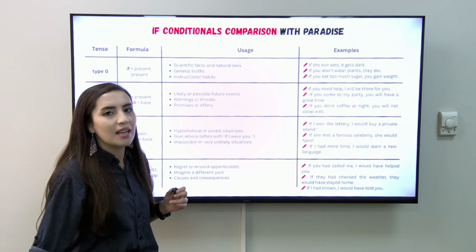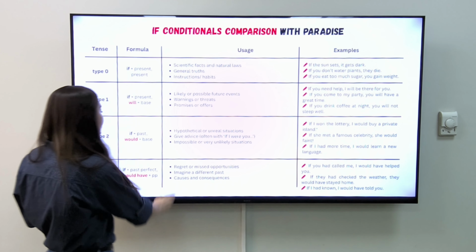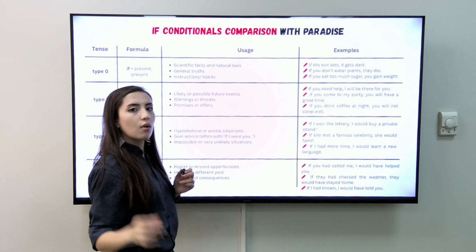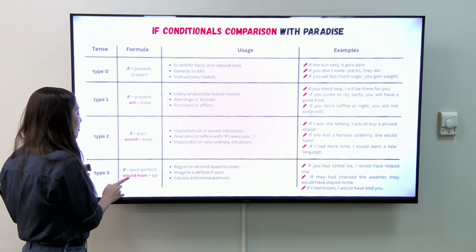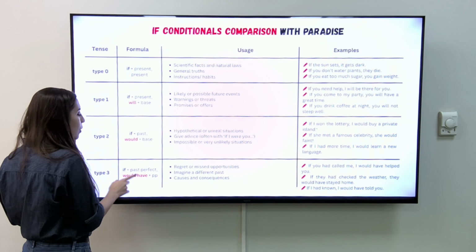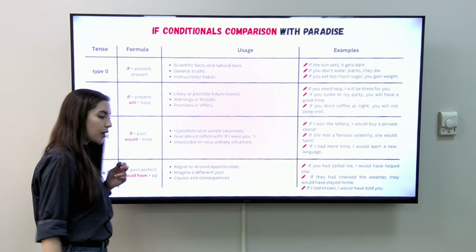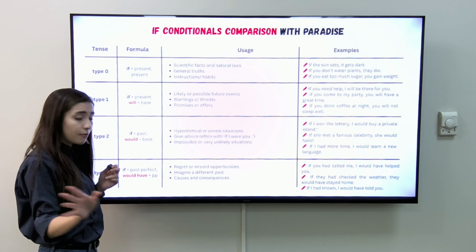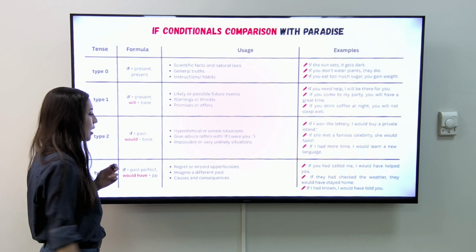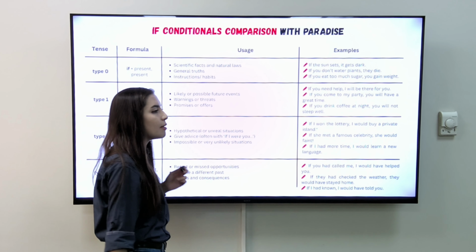It's not just fantasy; it's not going to happen. It's about regrets or things that happened in the past, but I cannot change it. If plus past perfect, would have plus past participle. And this is past participle, not base form. We do not use base form in here. So, imagining a different past.